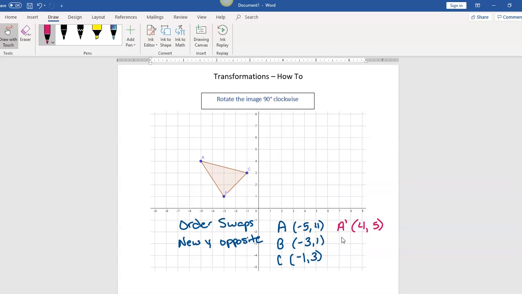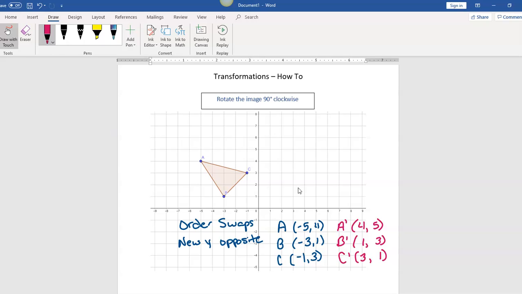Now I do the same thing for B prime. Start with the order swaps. So instead of negative 3, 1, I'm going to go 1, negative 3. But then again, my new y is now opposite. So y, instead of being negative 3, is going to end up being positive 3. And C prime, same thing, negative 1, 3. I'm going to swap them. So 3 is going to come first, negative 1 comes second. But once again, my new y is opposite, so it's going to become positive 1.